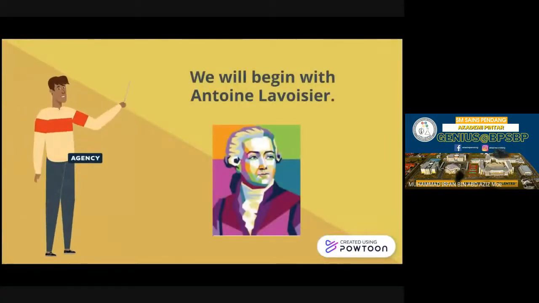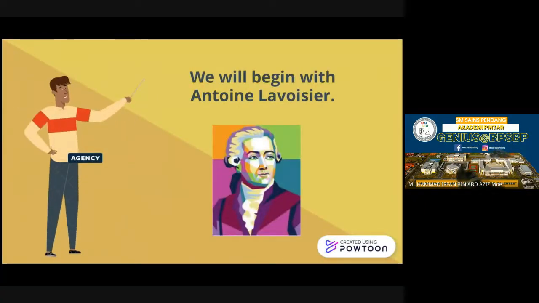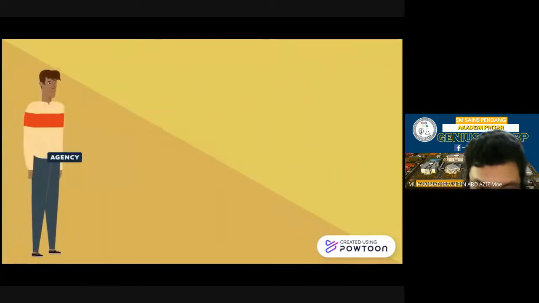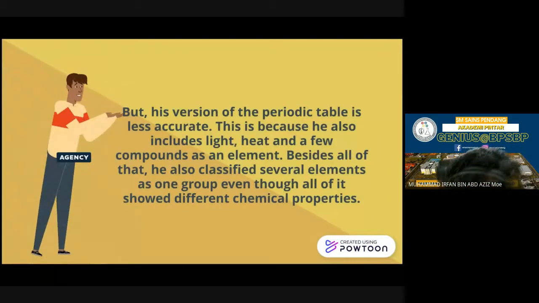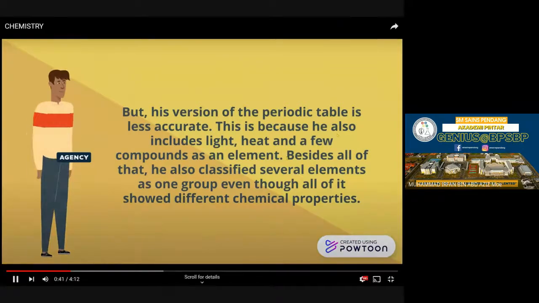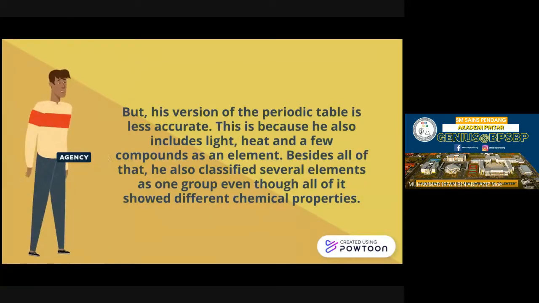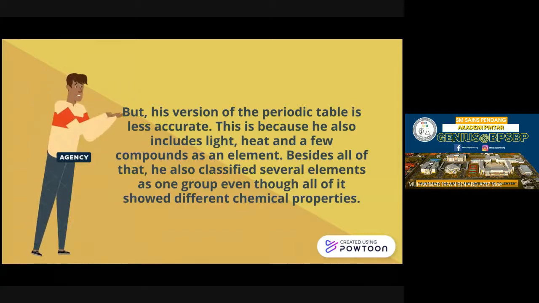We will begin with Antoine Lavoisier. Antoine Lavoisier started classifying the elements according to certain groups such as metal, non-metal, and metal oxide. But his version of the periodic table is less accurate. This is because he also includes light, heat, and a few compounds as elements.